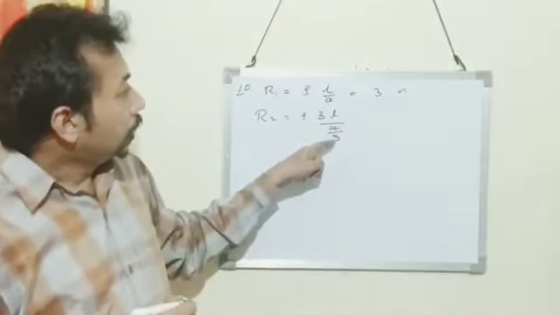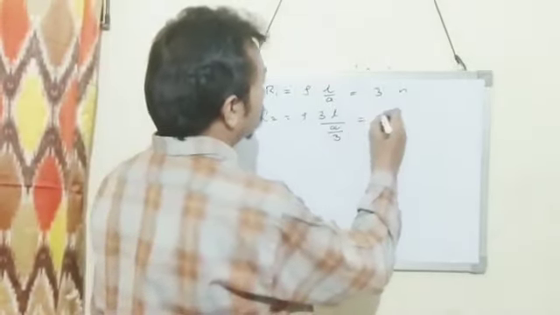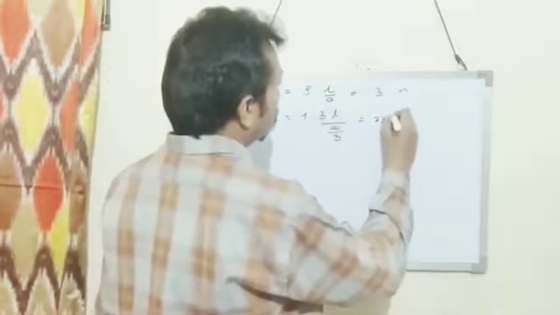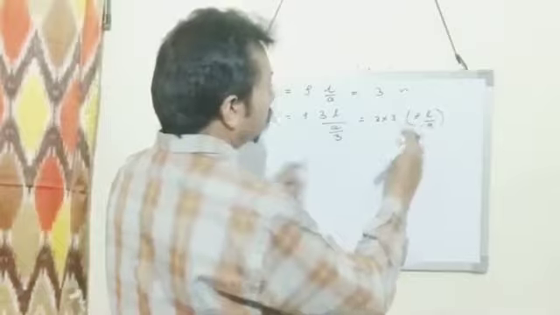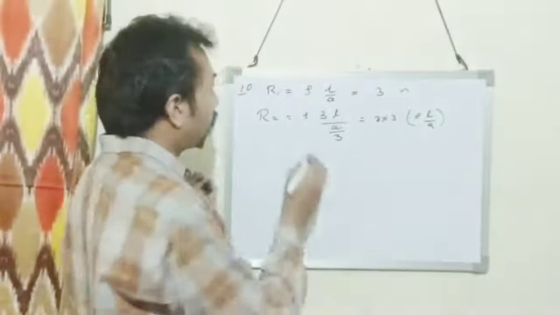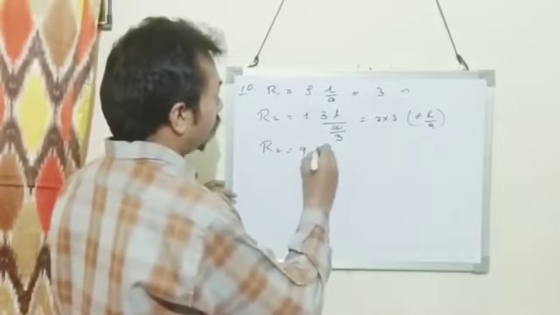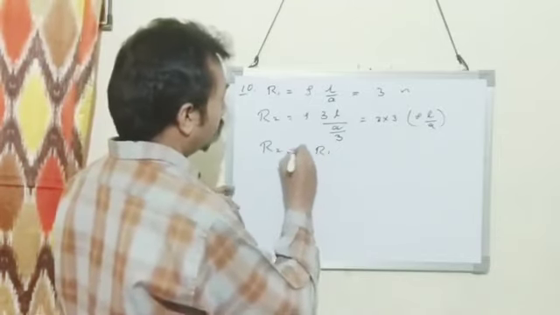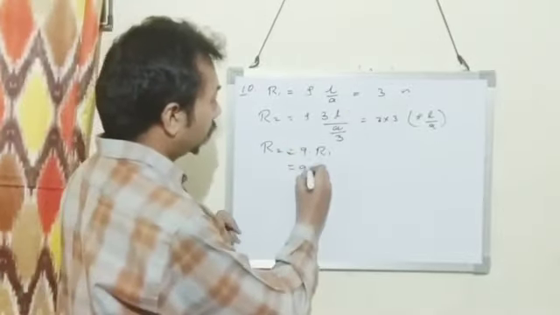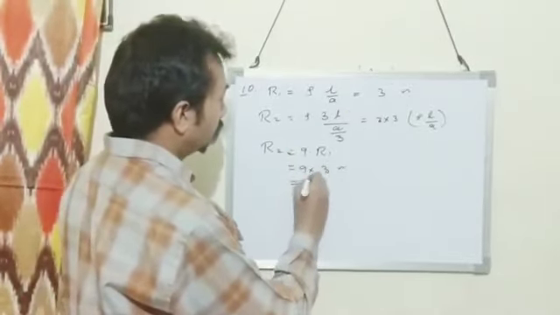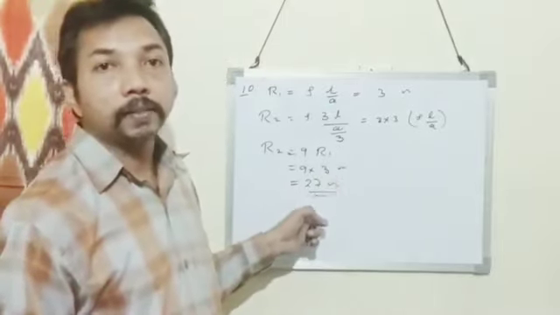Now this 3 will come to the numerator. So it can be written as 3 into 3 into rho into L by A. So this can be replaced as R1. So we get R2 is equal to 9 into R1. Now we substitute the value. R1 is equal to 3 ohm. 9 into 3 ohm is equal to 27 ohm. So 27 ohm is the answer.